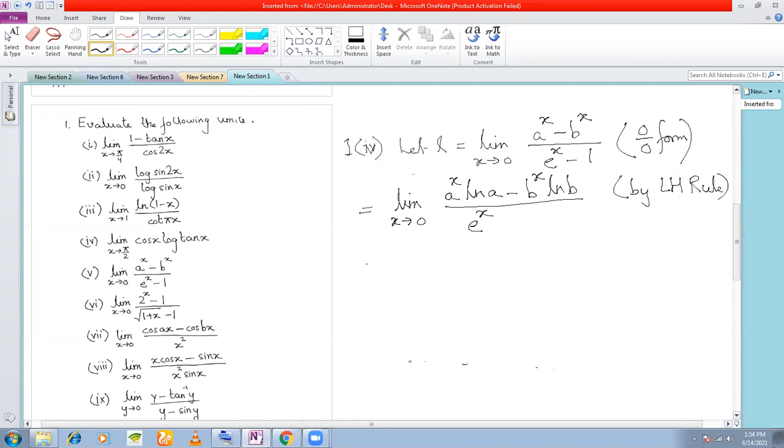Okay. Now we put here x is equal to 0 and check. So if you put here x is equal to 0, you simply get ln a minus ln b, which is a finite form. That's okay. And what is ln a minus ln b? It is ln a by b. And that is your answer. Okay, so this was a simple one.